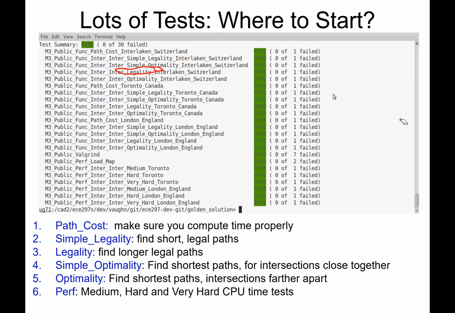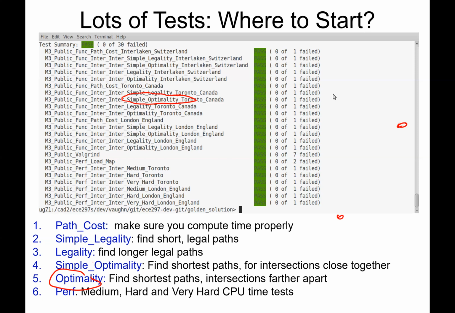Once you pass those, you go on to the simple optimality cases. This one, for example, is simple optimality. That's checking not just is the path legal, but is it either the shortest or close to the shortest? We give you some margin. And it's for intersections that are close to each other. So again, you can run them in a debugger, you can watch what happens, easier to debug. Then on to the optimality ones, which are farther apart. So if something goes wrong, more work to figure it out.